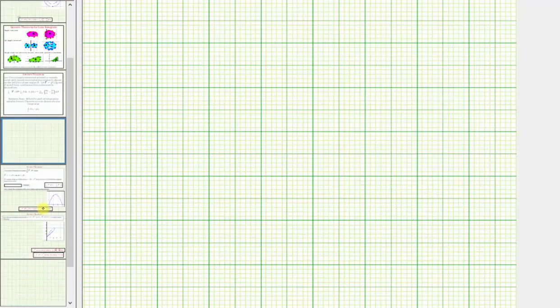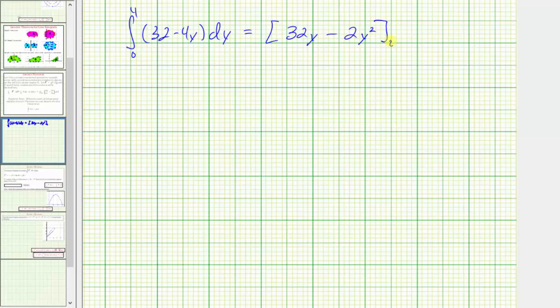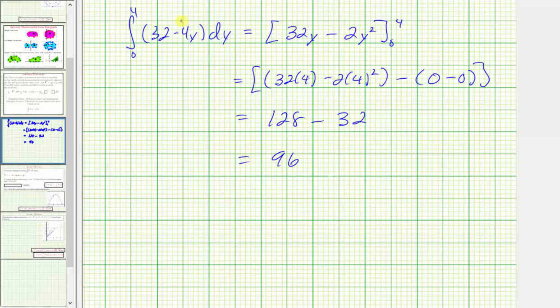Continuing on the next slide, integrating with respect to y, we'd have an antiderivative of 32y minus 4 times y squared divided by 2, which would be minus 2y squared. So big F of b minus big F of a is going to be 32 times 4 minus 2 times 4 squared minus, when y is 0, both terms are 0. So here we have 128 minus 32, which equals 96.